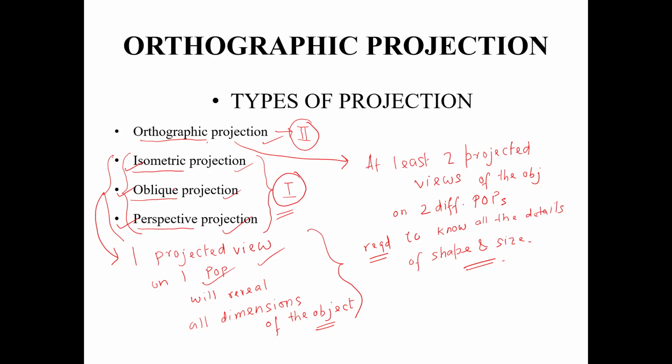You cannot get all the details about the shape and size of the object from a single projected view if you are following the method of orthographic projection. You need at least 2 views. Sometimes you may need more than 2 views also for further clarification.